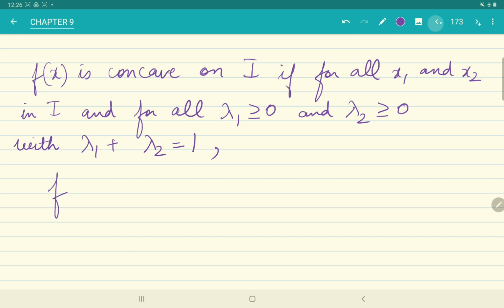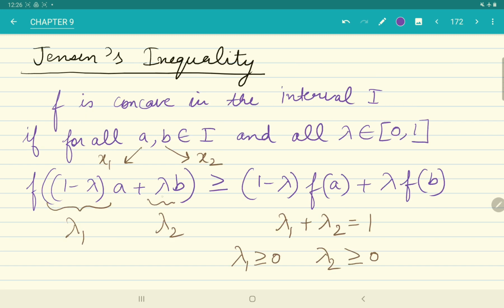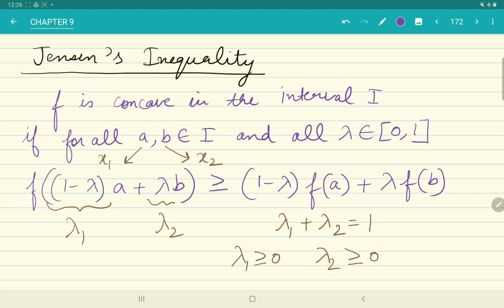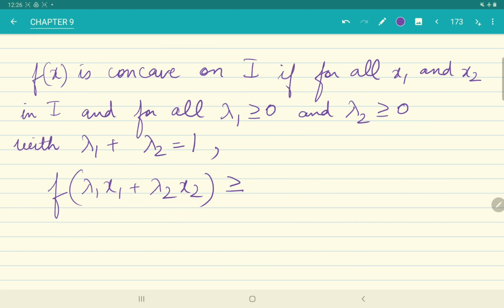Instead of f of (1 minus lambda) a plus lambda b, I can just write f of lambda 1 x1 plus lambda 2 x2 greater than or equal to (1 minus lambda) f of a. Instead of 1 minus lambda, I write lambda 1 f of x1 plus lambda f of b. So I write lambda 2 f of x2.